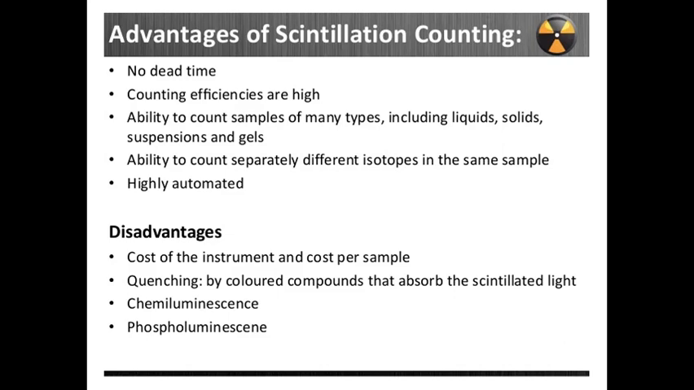And there are some disadvantages. The cost of the instrument and the cost per sample is very high. Quenching by colored compounds that absorb the scintillated light is also a disadvantage. Chemiluminescence may also form in the scintillation counter, so this is also a disadvantage. And phospholuminescence will also be generated in the scintillation, so it is also a disadvantage of this scintillation counter.